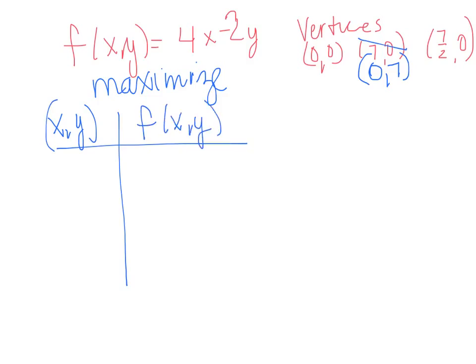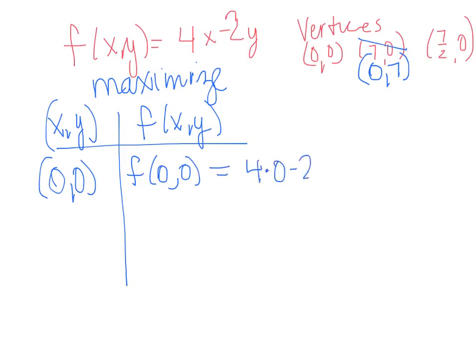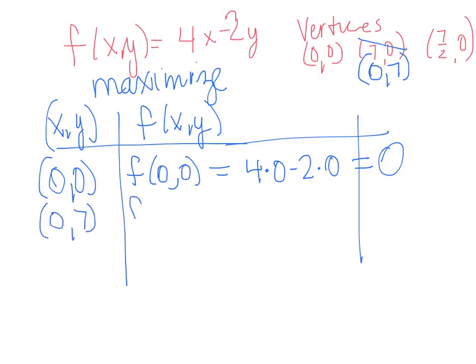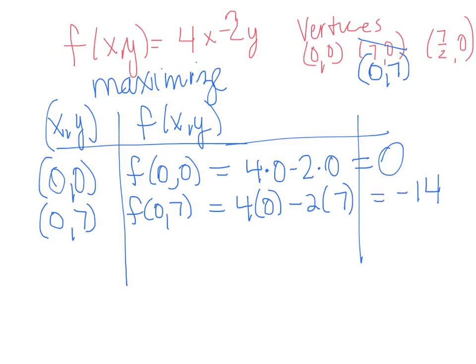So the first vertex was 0, 0. So I'm going to figure out what the function is when x is 0 and y is 0. So when that's true, I have 4 times 0 minus 2 times 0. And of course the answer then is just 0. Okay? Then I'll try my second vertex, which is 0, 7. Figuring out what the function is at that point, I have 4 times 0 minus 2 times 7. That gives me a minus 14. Ooh.